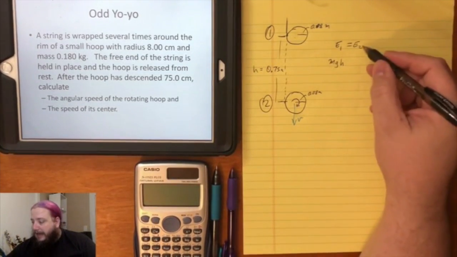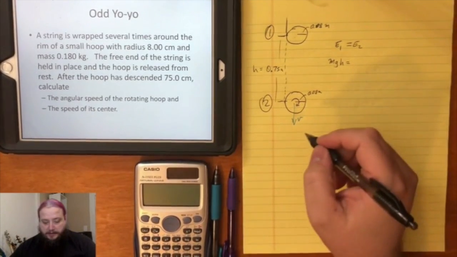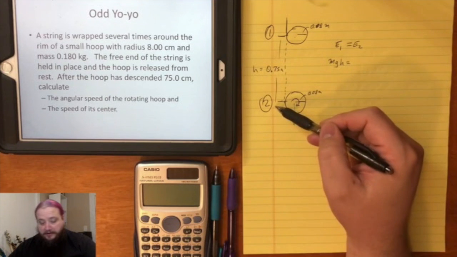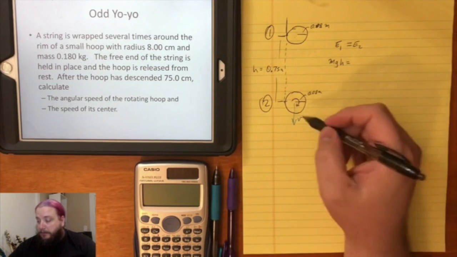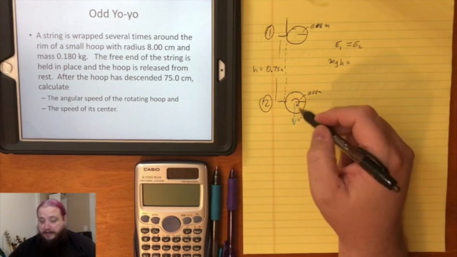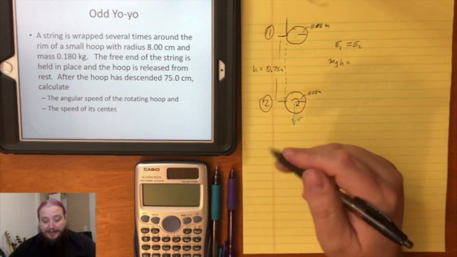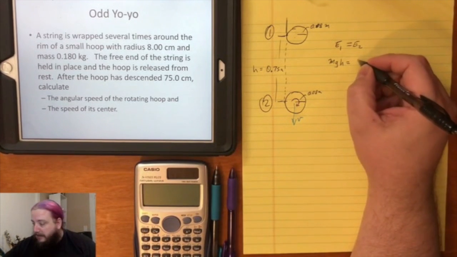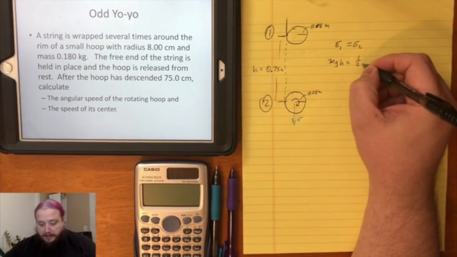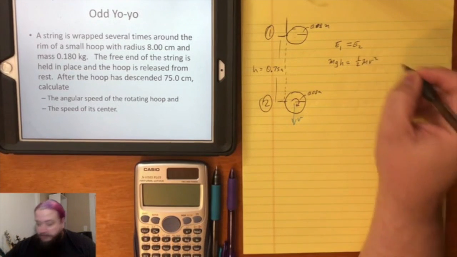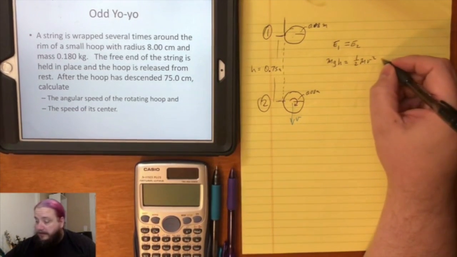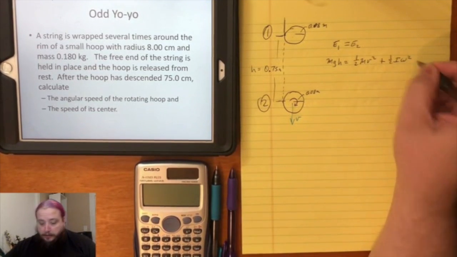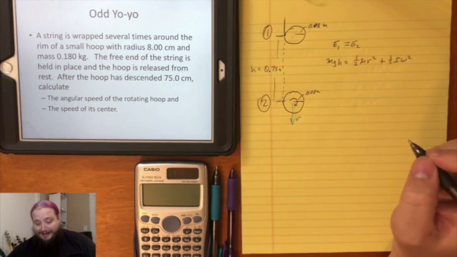And at moment 2, we've gotten rid of the gravitational potential energy down here, but now it has both linear translational kinetic energy and rotational kinetic energy. So down here it has 1/2 mv squared, the translational kinetic energy, plus 1/2 I omega squared, the rotational kinetic energy.